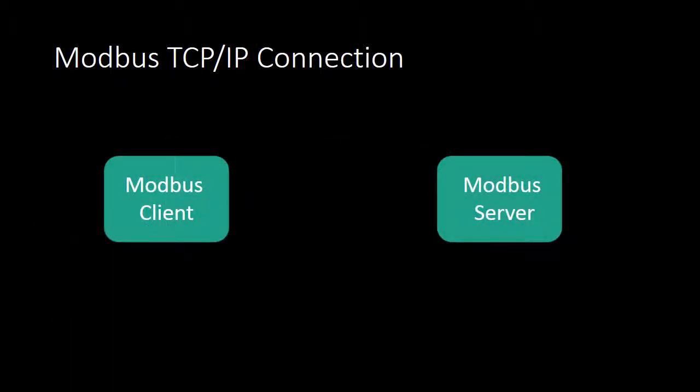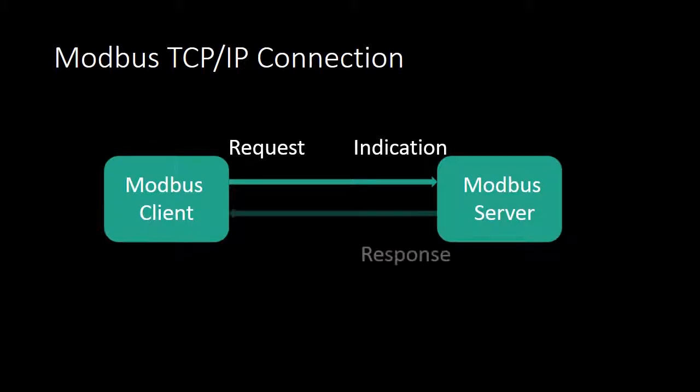TCP must establish a connection before transferring data, since it is a connection-based protocol. The master, or client in Modbus TCP IP, establishes a connection with the slave, or server. The server waits for an incoming connection from the client. Once the connection is established, the server then responds to the queries from the client until the client closes the connection.